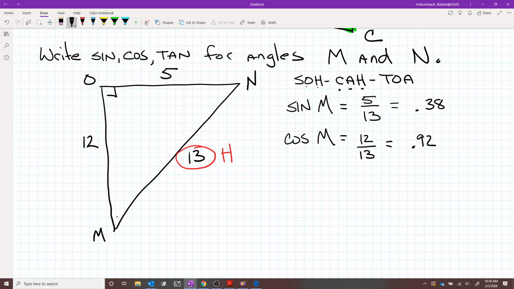And now we're going to write the tangent ratio for angle M. Tangent equals opposite over adjacent, the side length opposite of M. I've already done it, that's 5, right? And adjacent to M is the 12. And 5 divided by 12, that's 0.42. Yes?